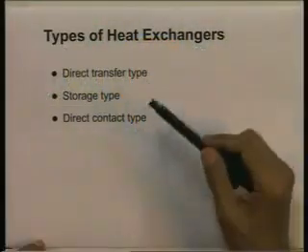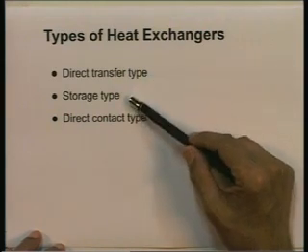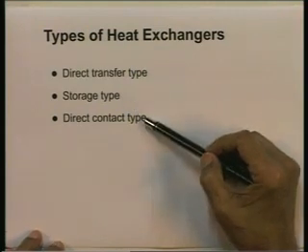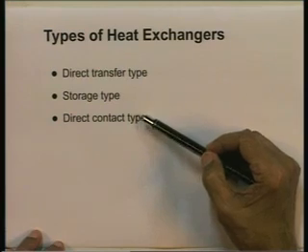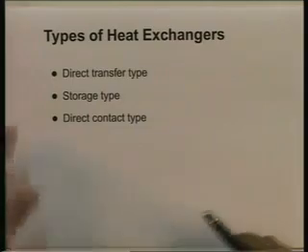Now, broadly speaking, there are hundreds of heat exchangers and hundreds of geometries which are built. There are three broad classifications, or three types of heat exchangers. Number 1, what is called the direct transfer type; number 2, what is called the storage type; and number 3, what is called the direct contact type. Let us look at each of these for a moment.